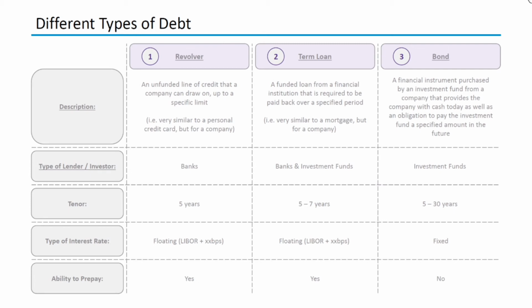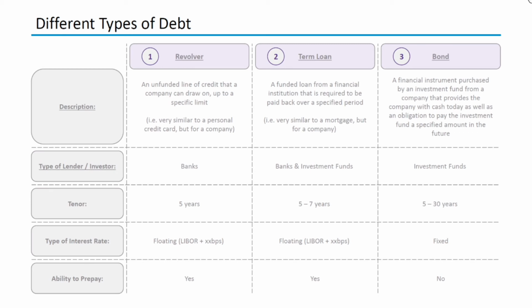A bond is a financial instrument purchased by an investment fund from a company that provides the company with cash today, as well as an obligation to pay the investment fund a specified amount in the future. Now looking at the type of lender or investor for each debt product, the revolver is issued by a bank. The term loan can be issued by a bank or an investment fund, while a bond is only purchased by an investment fund.